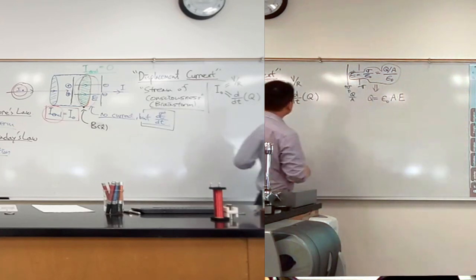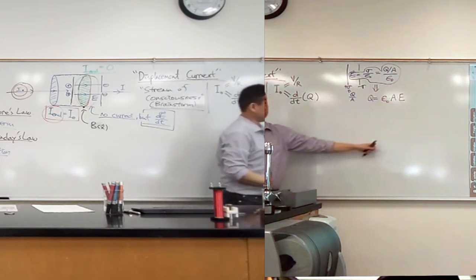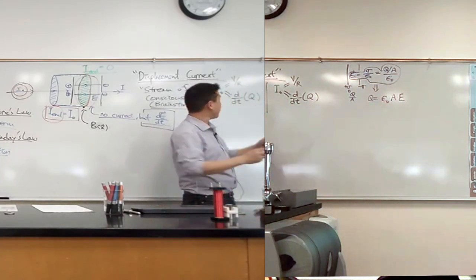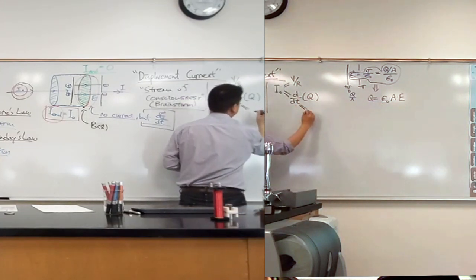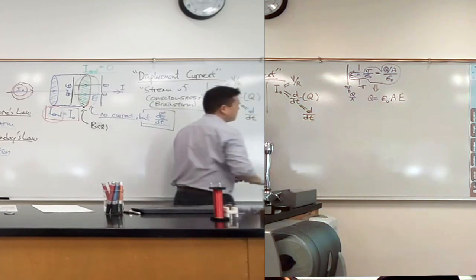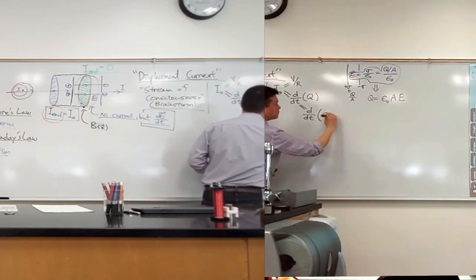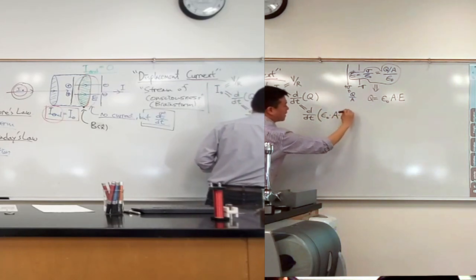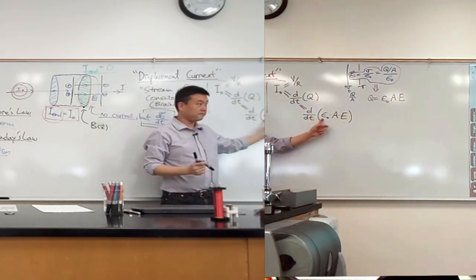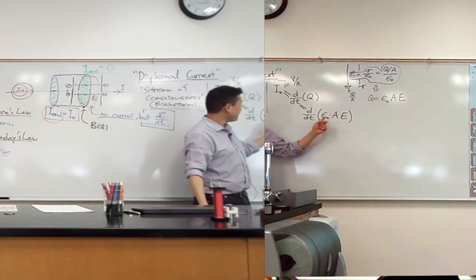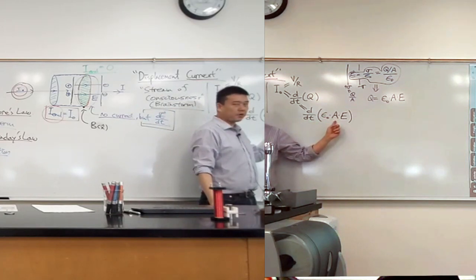All right, so continuing with this line of thought, I can take this, plug it in here, and see what happens. When I plug it in here, I get the rate of change with respect to time of epsilon naught A electric field magnitude. Epsilon naught is a constant, right? That's the electric constant. Area, it's a constant, right? Now, what is it area of?